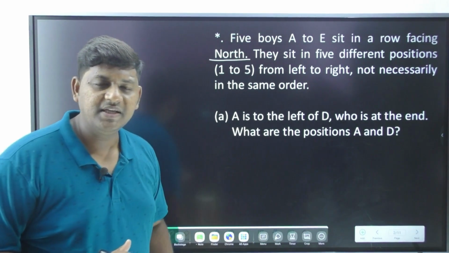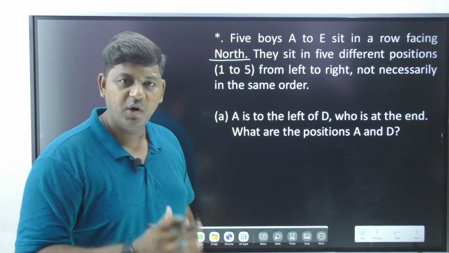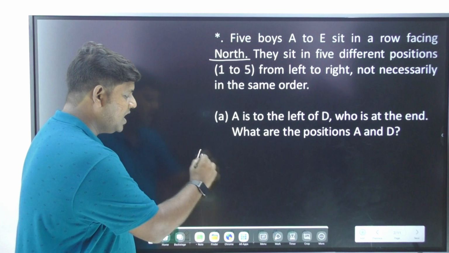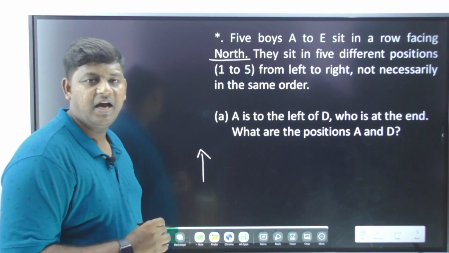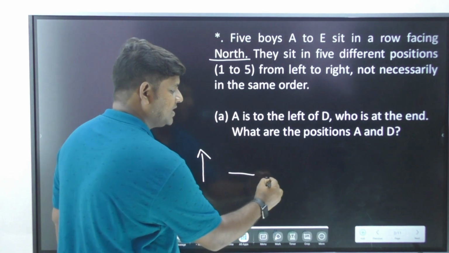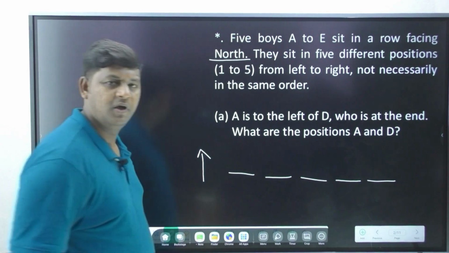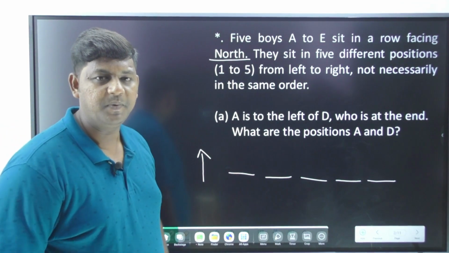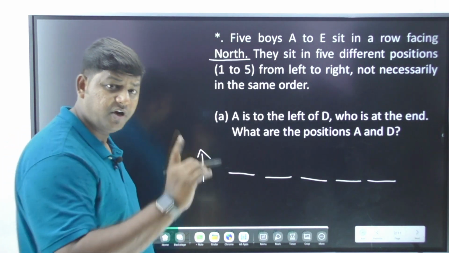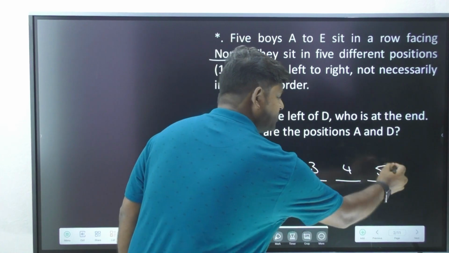So now, what is the approach you are supposed to take whenever you come across a row arrangement? Let me teach you. Please observe here, this is the way they are going to be facing, north direction. How many people are there? 5 members are there: 1, 2, 3, 4 and 5. There are 5 people sitting and they are facing towards what direction? North direction. For your understanding, I am also writing the numbers of positions.